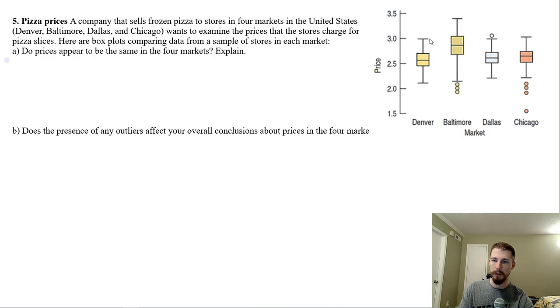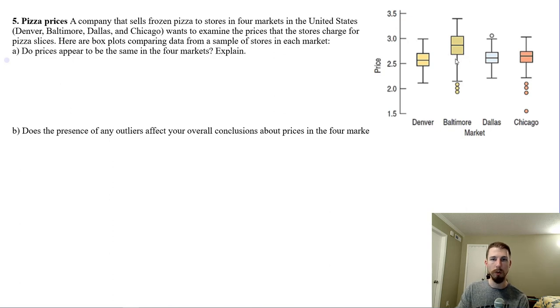Like their ranges are about the same from the max to the min, okay? Except the outliers we have in Chicago, right? The interquartile ranges are very close, right? Looks like Dallas is the most consistent. It's the least amount of spread, okay? Denver is only slightly more spread out than Chicago and Denver. And then Baltimore, if we look, the entire interquartile range here is going to be above Denver, it looks like.